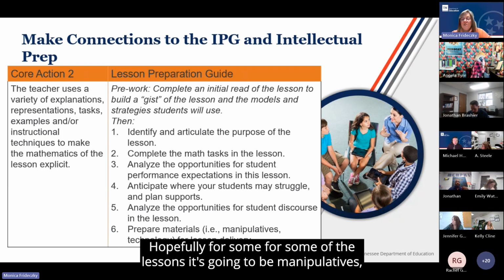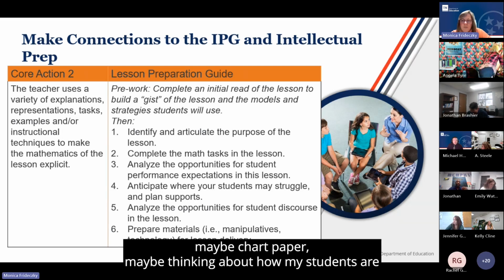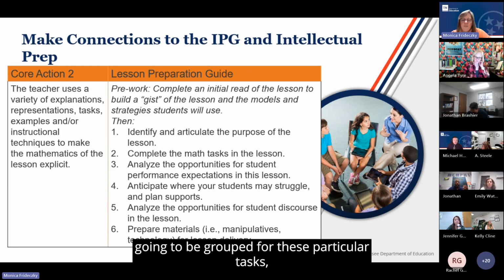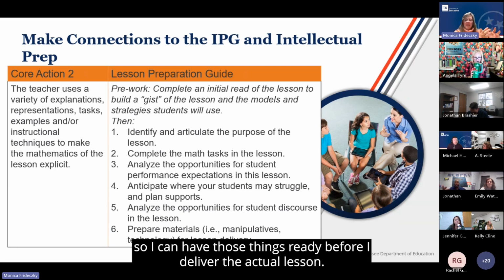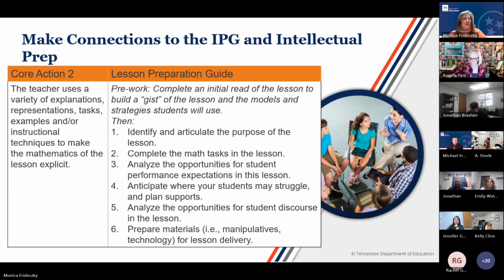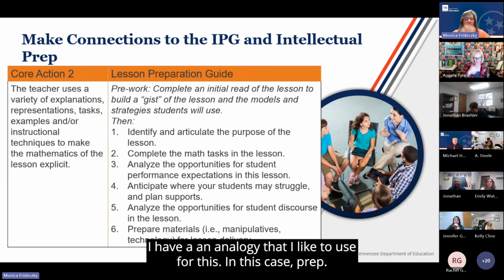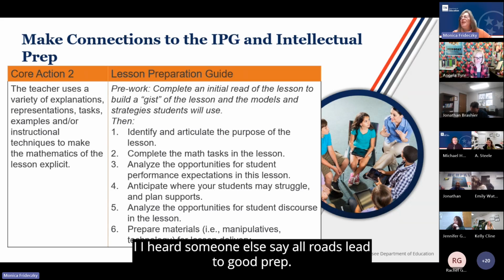Hopefully, for some of the lessons, it's going to be manipulatives, maybe chart paper, maybe thinking about how my students are going to be grouped for these particular tasks, so I can have those things ready before I deliver the actual lesson. I have an analogy that I like to use for this. In this case, prep. I heard someone else say all roads lead to good prep.